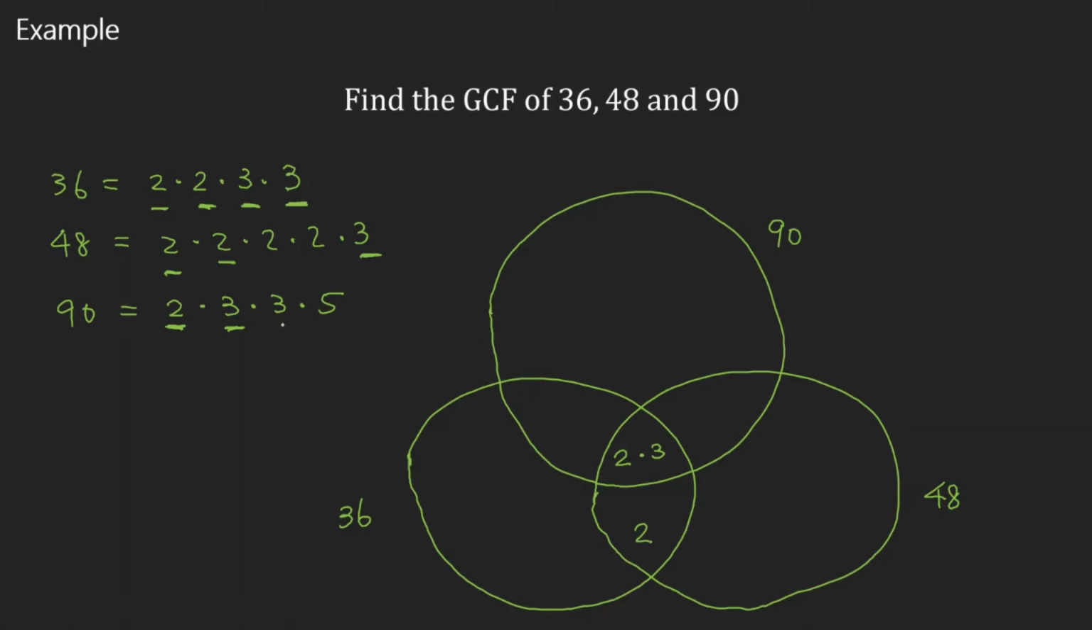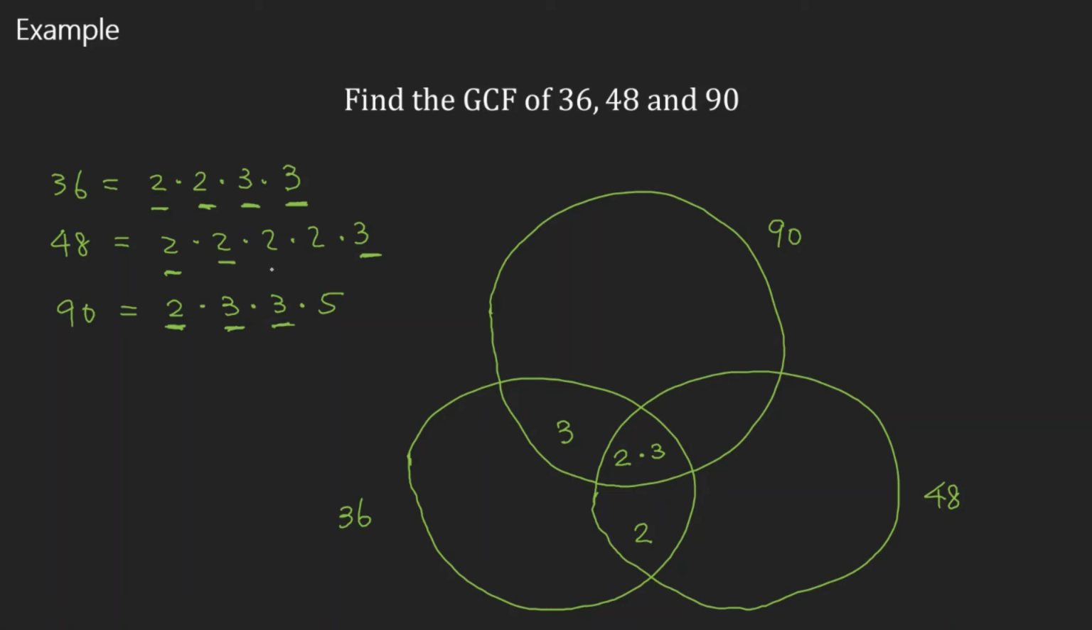Okay. Now let's take a look at this 3. This 3 right here is common to number 36 and 90. So we find the circle 36 and the circle 90, and their overlapping region is right here. Okay. So the 3 will be sitting right here. This line is part of the circle 48. 3 cannot be on the other side of the line for the similar reason because 3 is no longer a leftover prime factor in 48.